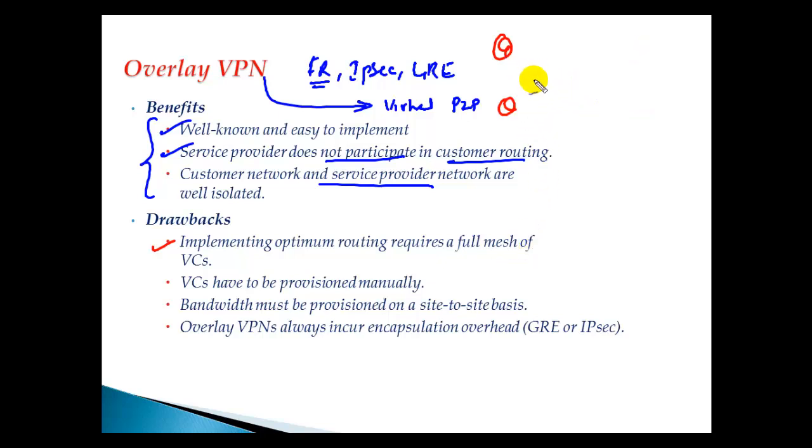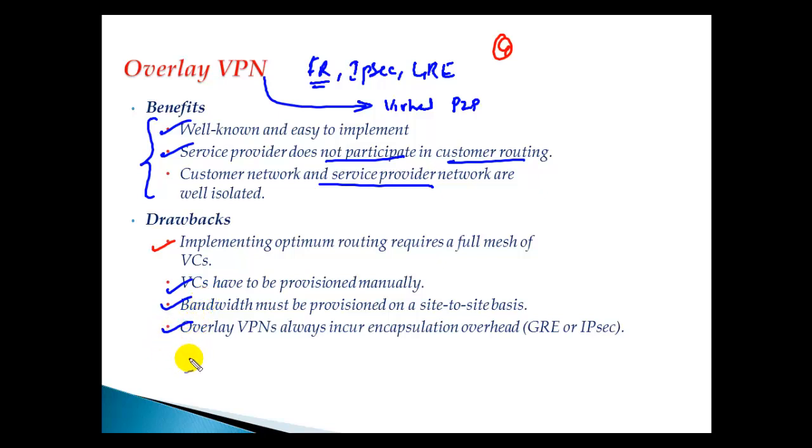If you want redundancy, you need to have multiple virtual tunnels, GRE tunnels, established from each and every point again. That is one of the major disadvantages. And virtual circuits have to be created manually, and then bandwidth has to be provisioned on a site-to-site basis again.